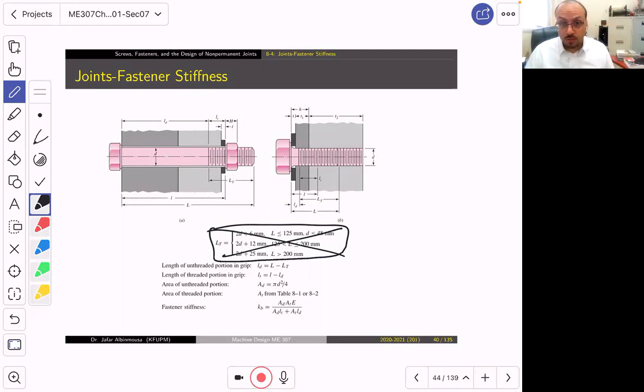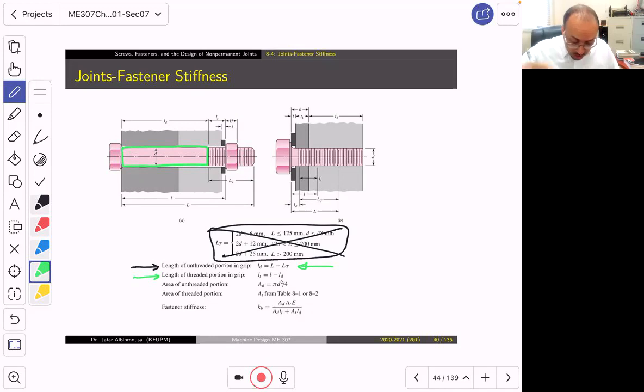Now, this is very important information. After you find these lengths, okay? Look, the length of the unthreaded portion in the grip. What is that? It's basically this. It is mathematically the entire length of the bolt minus the threaded part of the bolt. And we will know how much this part is. We call it the shank.